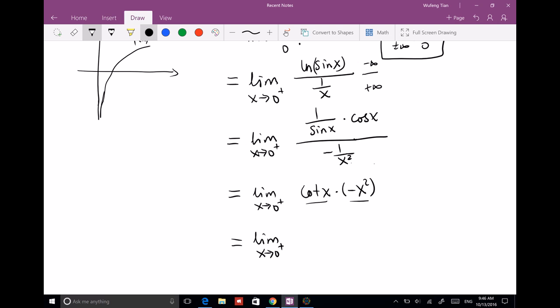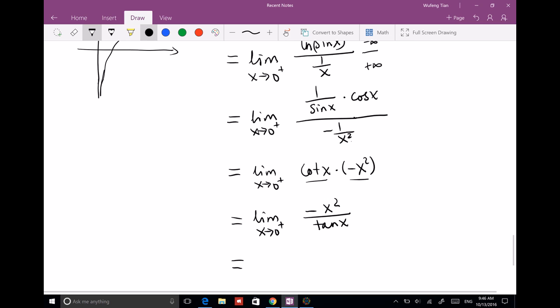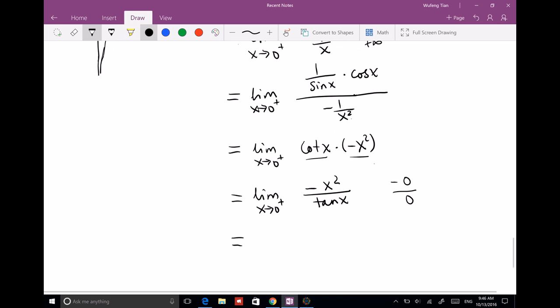So we can change that into negative x squared over tangent x, because cotangent equals 1 over tangent, right? So now we plug 0 into here. It is 0. Negative 0 is still 0. And plug 0 into the bottom, 0. So it's 0 over 0 form. Then we can use L'Hopital's rule again.